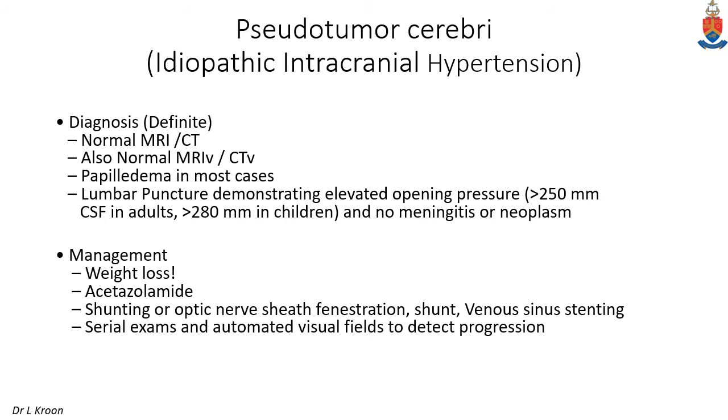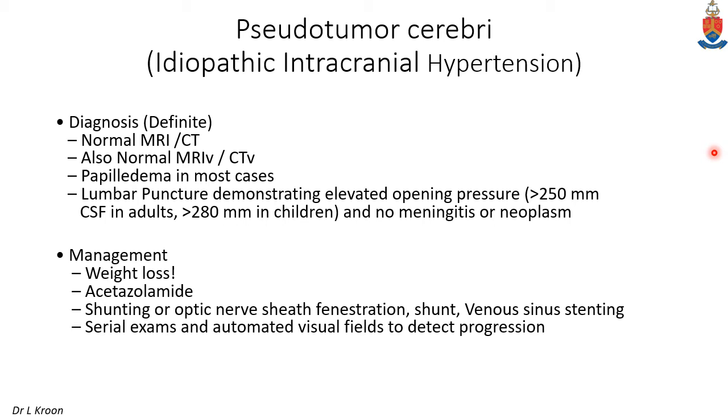To make the diagnosis of idiopathic intracranial hypertension, one has to have a normal MR as well as MR venogram or CT venogram. Papilledema has to be present in most cases, and the lumbar puncture has to be done and demonstrate elevated opening pressures of greater than 250 millimeters in adults or 280 millimeters in children, as well as no evidence of meningitis or malignancies and neoplasm.